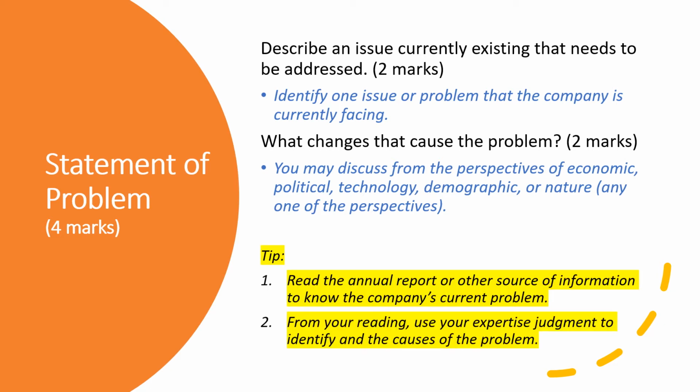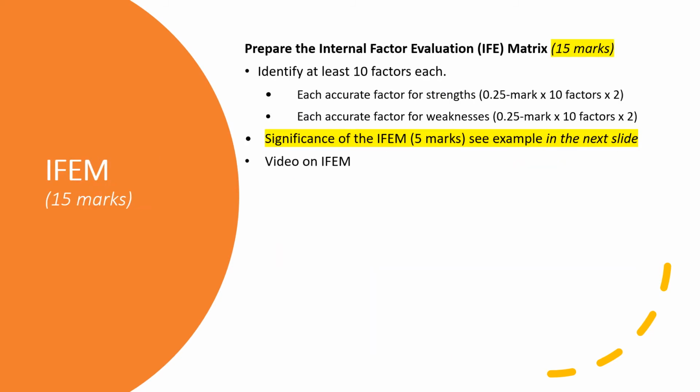So I have 2 tips here. Read the annual report or other source of information to know the company's current problem. Here, when I mention the current problem, it's referring to the annual report 2018. So from your reading, use your expert judgment to identify the causes of the problem.